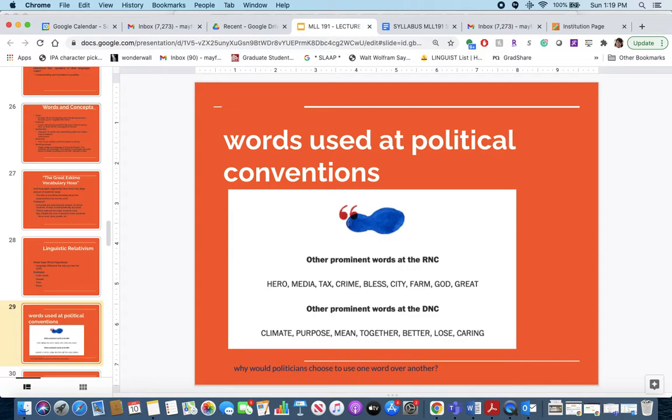Language is used very purposefully, and we'll talk about that in our politics lecture. It's not necessarily that these words are random. They are being used to convey a certain promise, a certain message, a certain ideology.